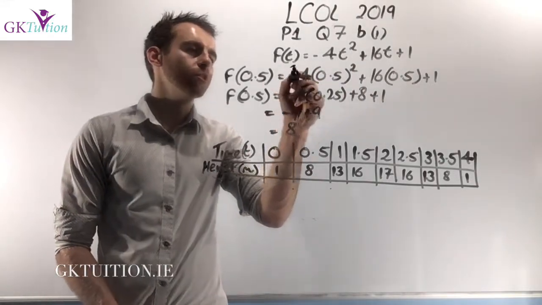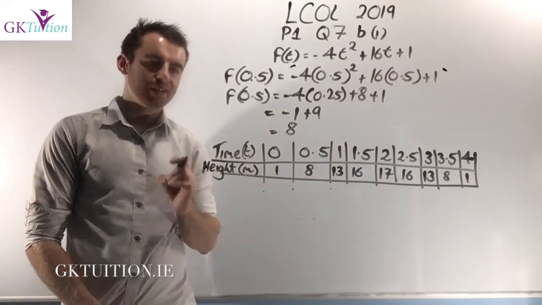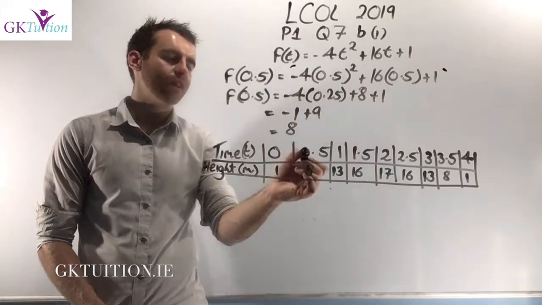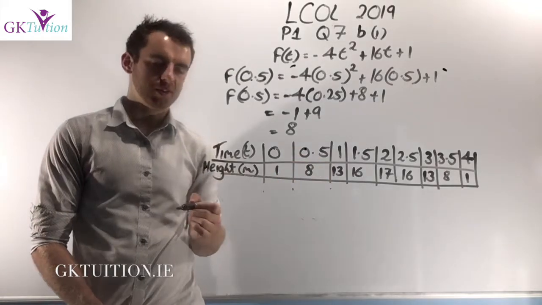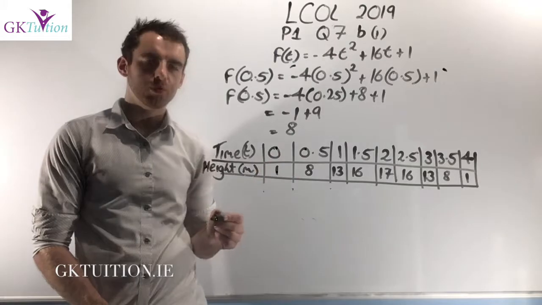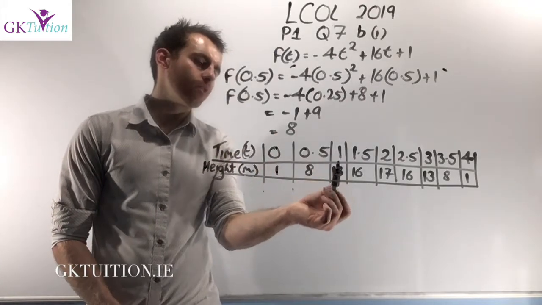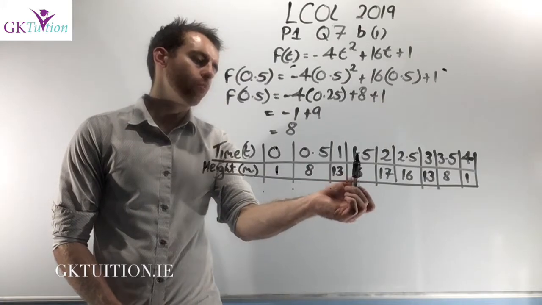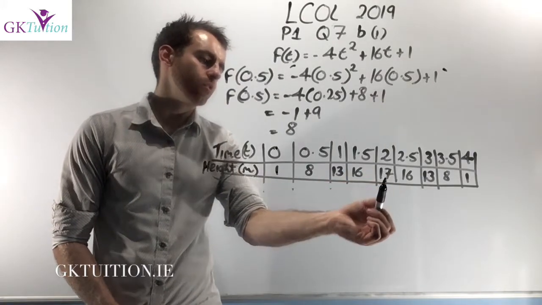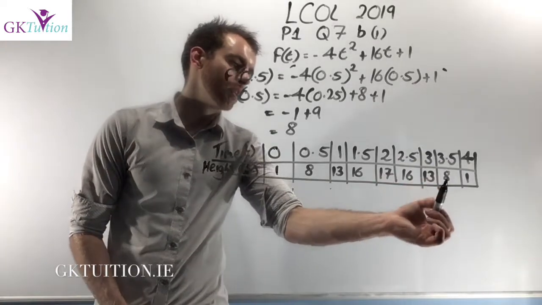Now, once you write that out, you can actually just plug it all into your calculator and get 8. That tells me that after half of a second, the height of the ball is 8 meters. We worked out in the previous part that after 0 seconds, the height of the ball is 1 meter. Now, you sub in 1 and your answer should be 13. When you sub in 1.5, 2, 2.5, you get 16, 17, 16, then 13, then 8, and then 1.